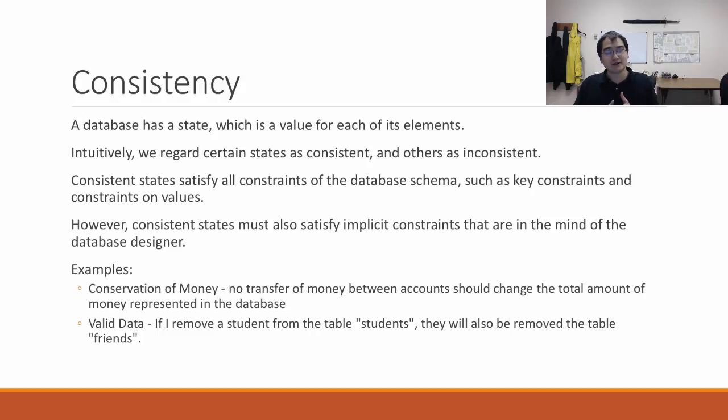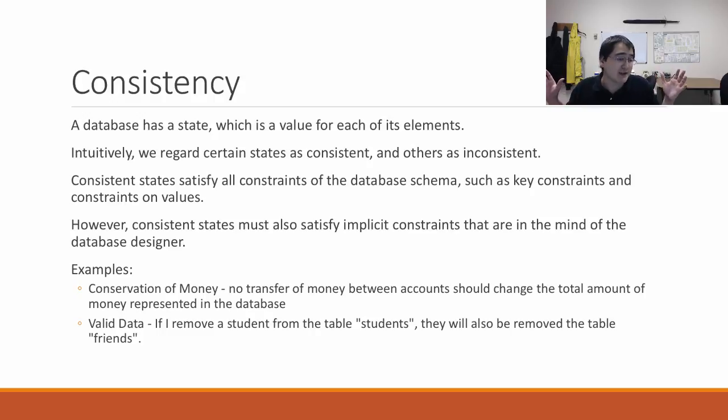And then there's other examples, for instance, valid data. Maybe I have this implicit constraint that anybody who drops my class is no longer my friend. So if I remove a student from the table students, they should also be removed from the table friends, because anybody who leaves my class should also stop being my friend. Now, obviously, there's no rule. Nobody who wrote SQLite would be like, I better make sure Josh's constraint is here. That's a constraint that I have and I enforce. And now, how do I make sure?